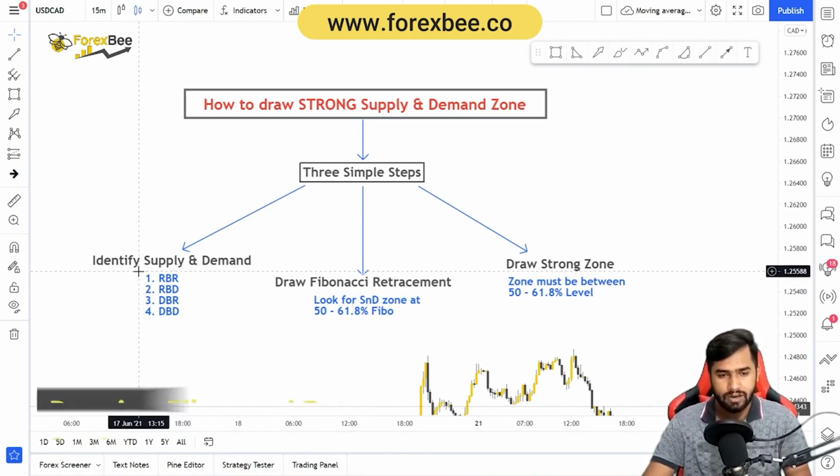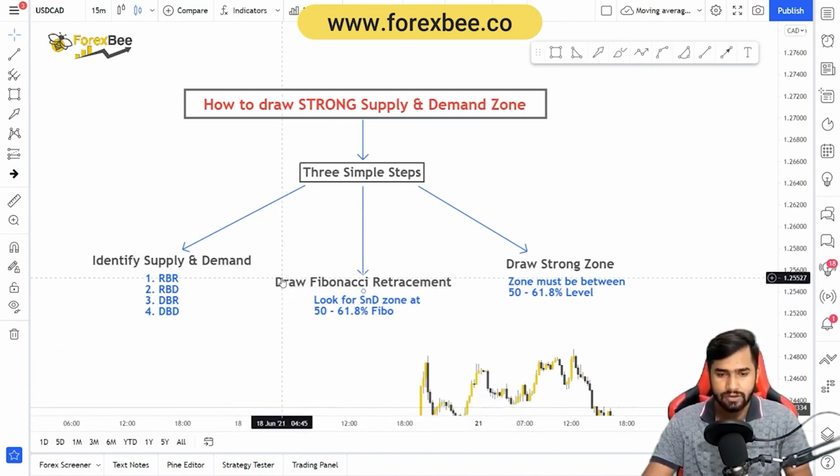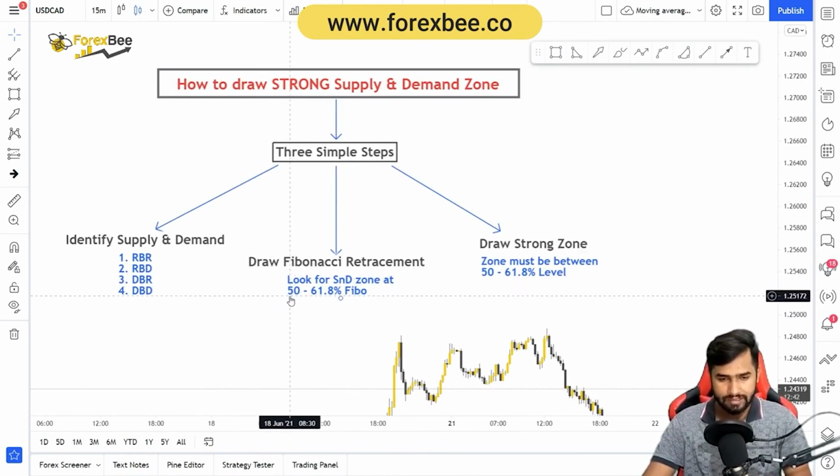Now let's go towards the second step, which is drawing the Fibonacci retracement. Here we are adding a confluence or a filter to our zone in order to identify if our supply or demand zone is strong or not. We do this by drawing the Fibonacci retracement using the Fibonacci retracement tool. What we need to do is look for whether the zone is within our golden zone of the Fibonacci retracement.